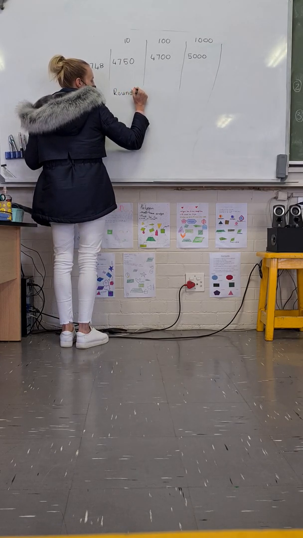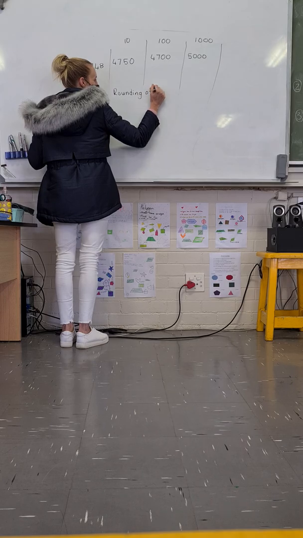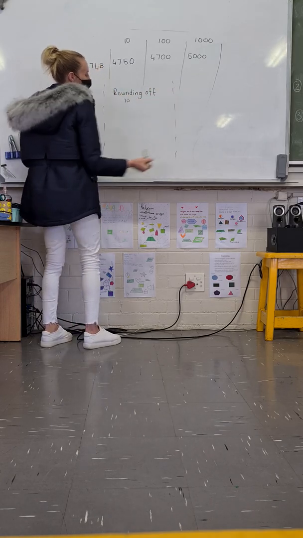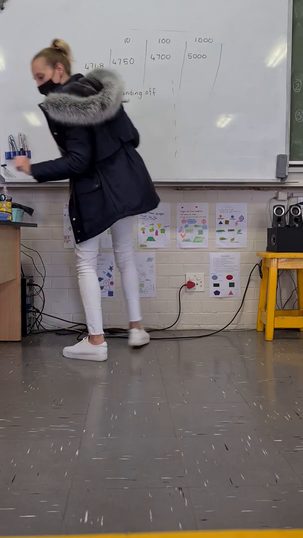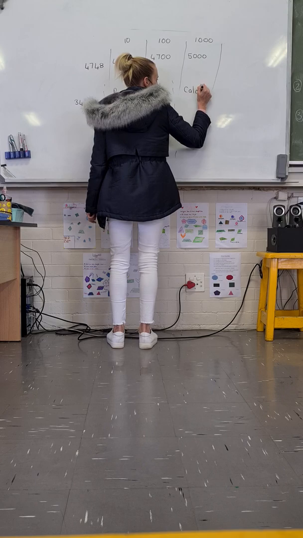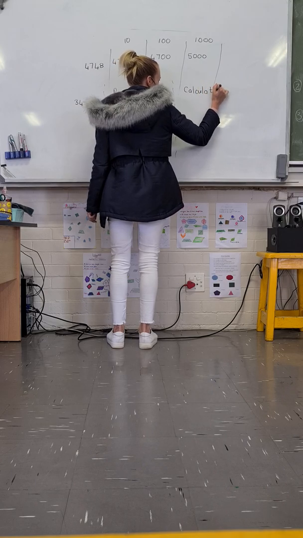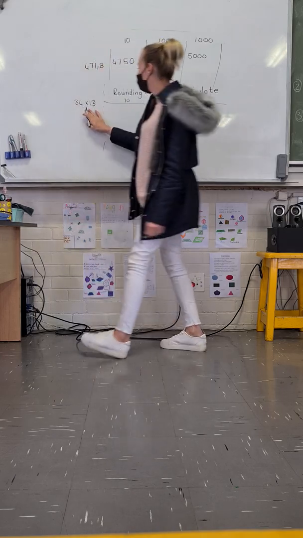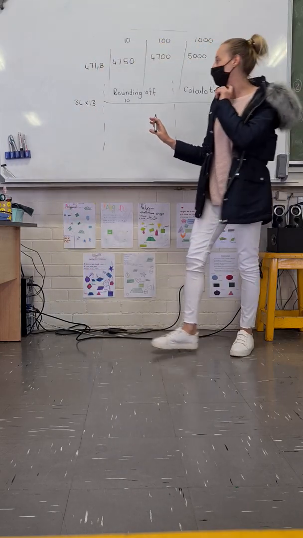Don't do it while I'm talking. To the nearest 10. So I'm just going to pretend my page is folded into 3. And on the last one you've got calculate. You only need to write calculate. Okay, so there's my sum, 34 times 13. Round off to the nearest 10.